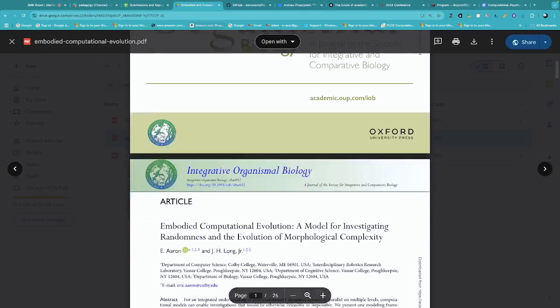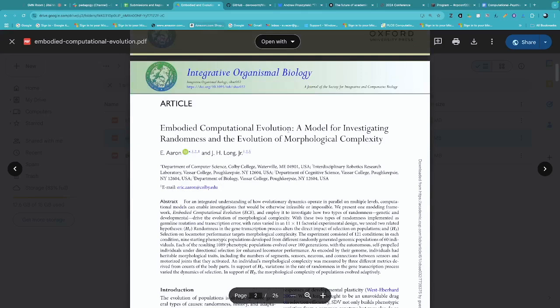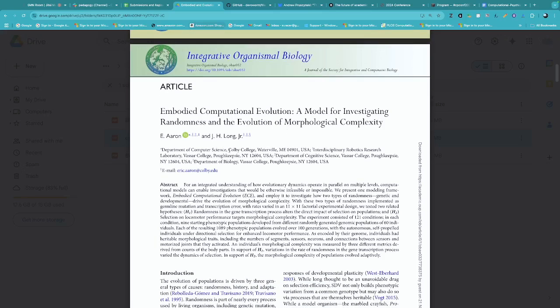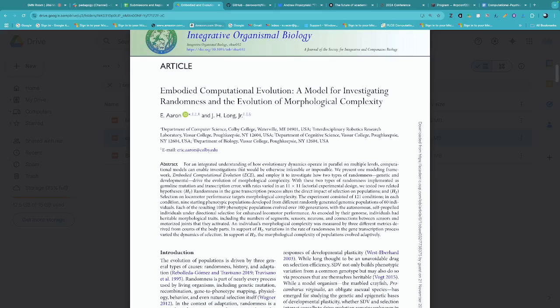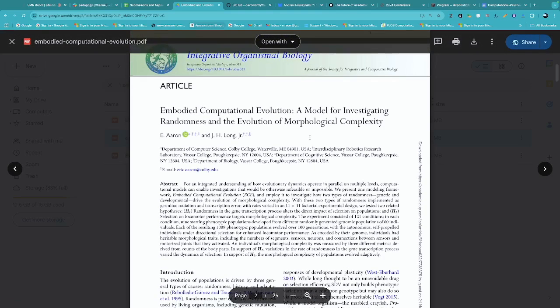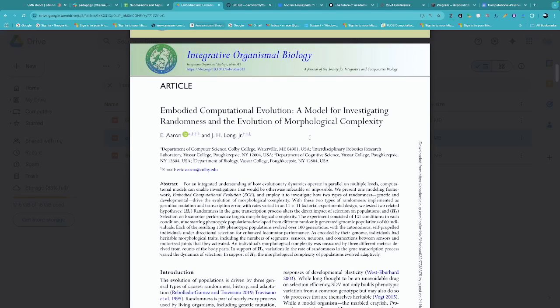The second paper is on embodied computational evolution, a model for investigating randomness and the evolution of morphological complexity. So this is by a pair of computer scientists, and there's some robotics research in here as well. This is proposing an approach called embodied computational evolution. So I'll read the abstract, and we can maybe go to the next paper in the interest of time. This is in the journal Integrative Organismal Biology. It's focusing on biology, but it's also bringing computer science into the mix here.